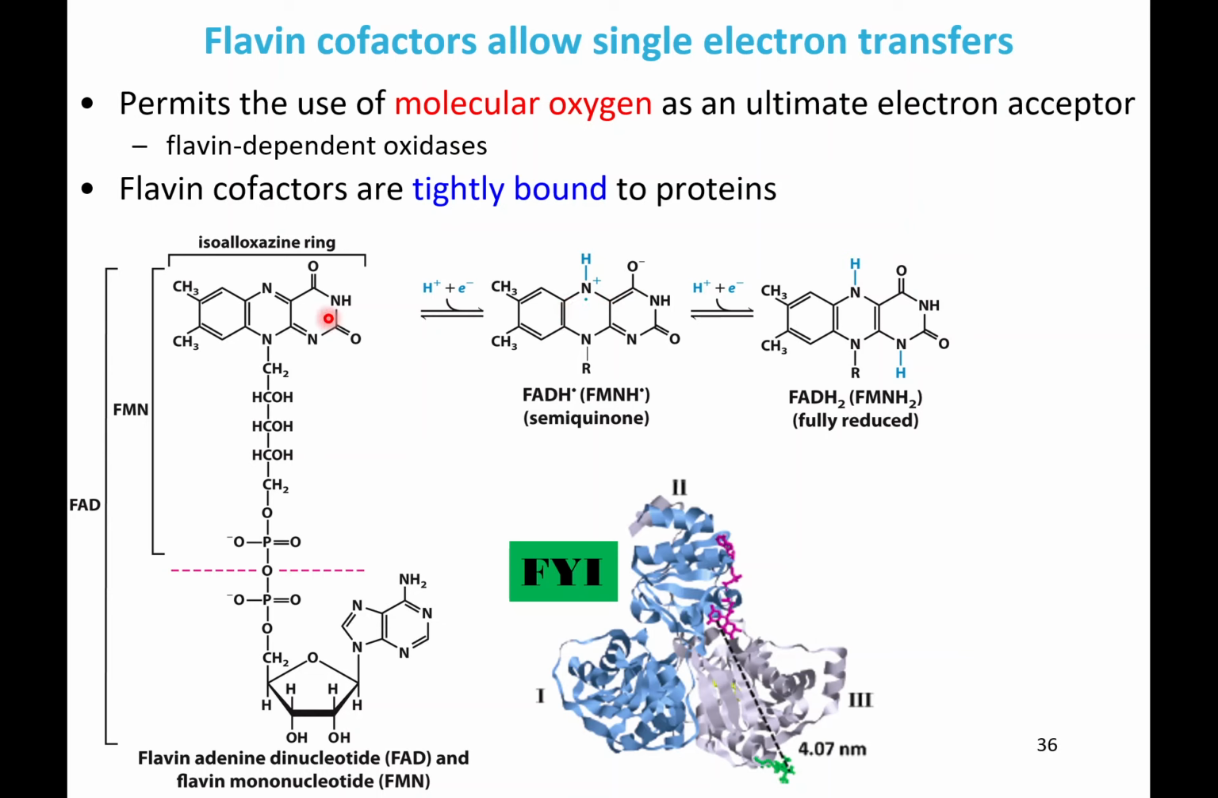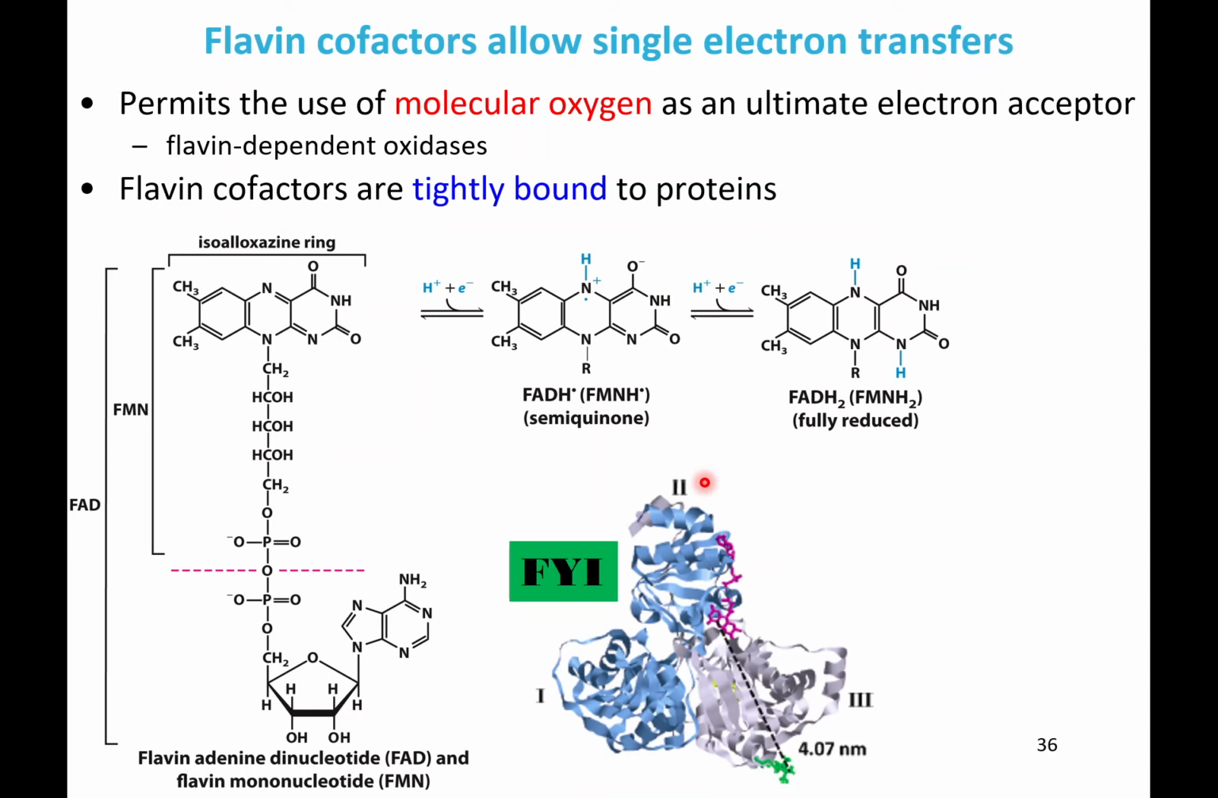So they can accept 1 electron first, and that becomes a dot here. It's a free radical. And what we refer to that as is, in the case of FAD, FADH dot, or in flavin mononucleotide, we'd call it FMNH dot. So that's one step of the reduction. We also refer to that as the semiquinone form. Then you can have another electron transferred, and that becomes FADH2 or FMNH2. That's fully reduced.